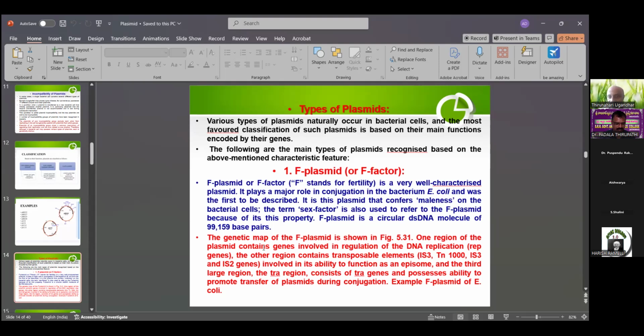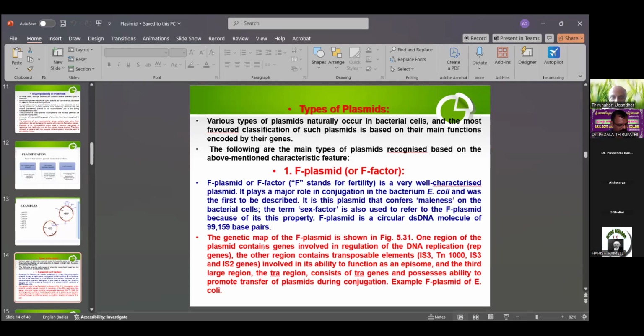First one is called F plasmid. The following are the main types of plasmids recognized based on the above mentioned characters. Above mentioned means two characters. First character is their main function. Second one, the functions encoded by their genes. F plasmid, F stands for fertility. The fertility is related to conjugation of the bacteria.